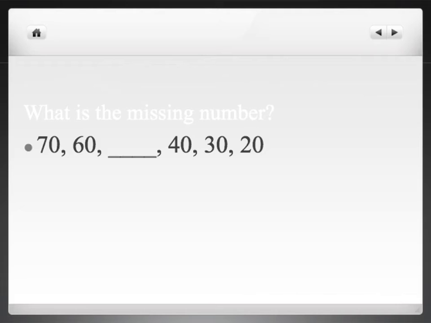Alright, hopefully you didn't have to pause the video for very long because this is a very easy one. Our missing number here is 50. And the way that I know that is because each time I move on in the pattern, I know my rule is subtract 10.